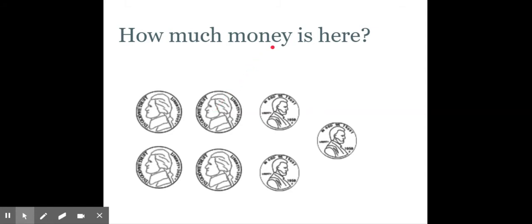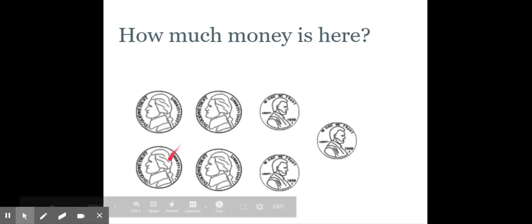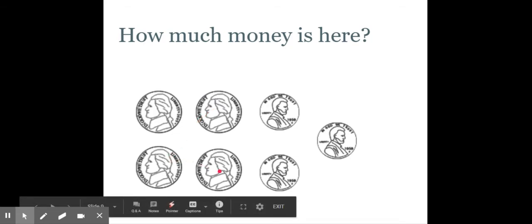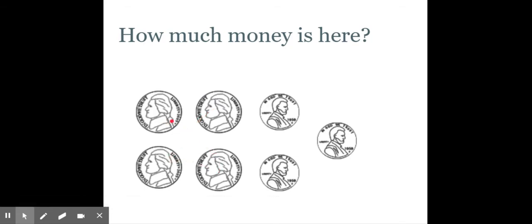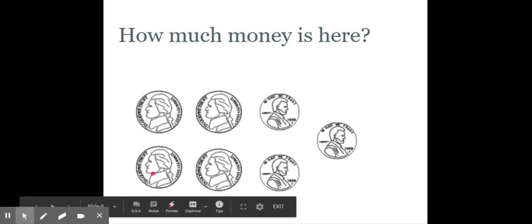How much money do you see here? I'll give you a few seconds to think about it. So here we have 1, 2, 3, 4 nickels. So here we have 5 cents, 10 cents, 15 cents, 20 cents. You see what we did? We skip counted by fives. We went 5, 10, 15, 20. So these 4 nickels are again worth 20 cents.